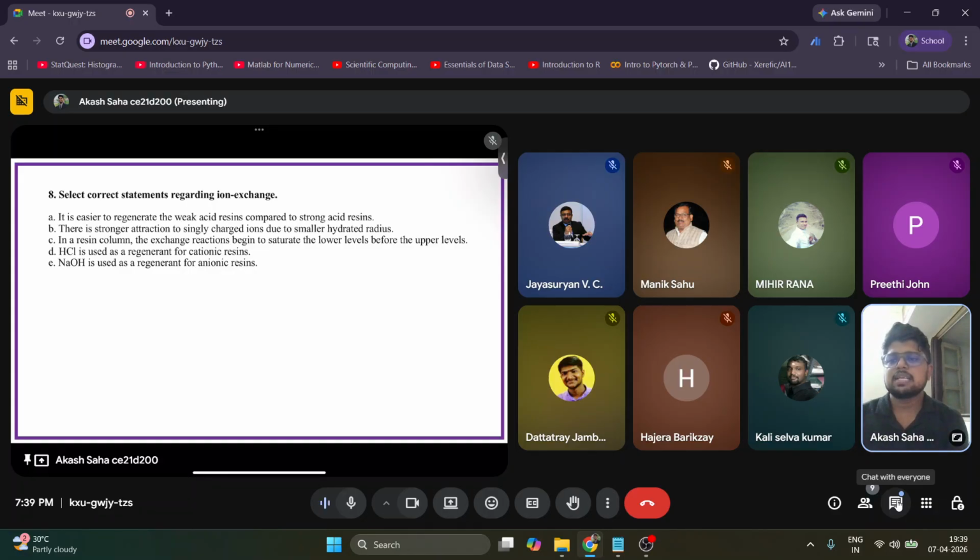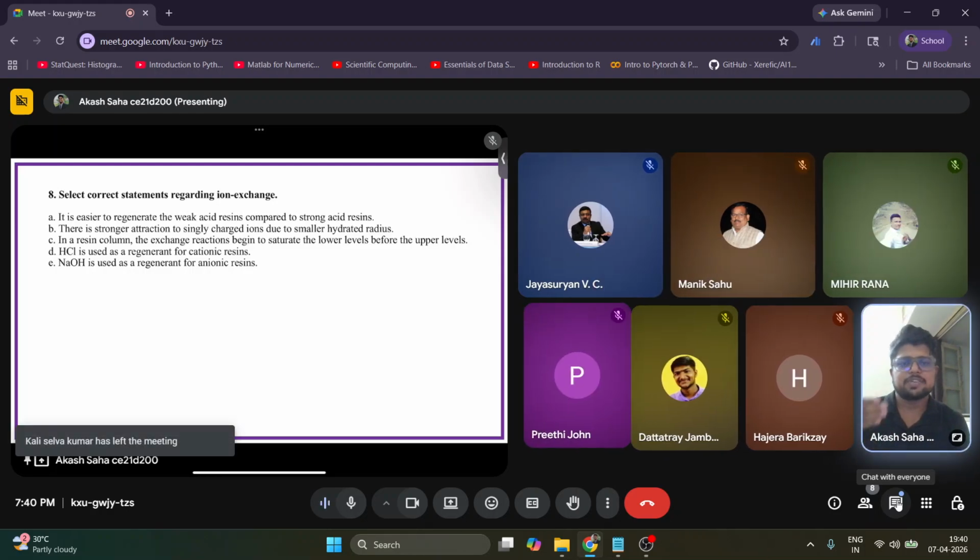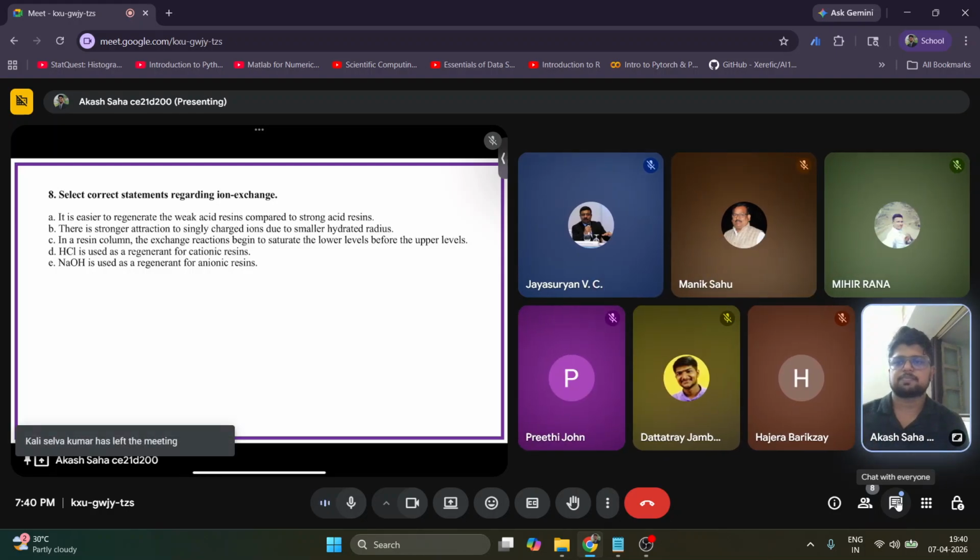Then in a resin column, the exchange reactions begin to saturate the lower levels before the upper levels. So this is false, because in a resin column the flow will happen from top to bottom. So obviously the top levels will be saturated first, because they will be used up in ion exchange first. Then the lower levels will be filled up and used up. So that's why option C is also false.